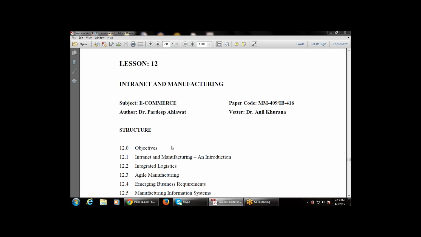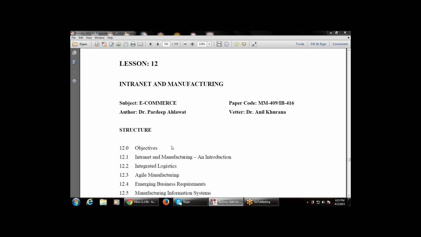Today I'm going to continue with the same module, business skills for e-commerce, and chapter number 12, that is the next chapter, internet and manufacturing. In the last class we finished chapter number 11, internet and customer asset management. That is how the internet is related with customer asset management to provide the customer with proper satisfaction and interaction, so that there is high profitability on account of the customer. So we have studied in chapter 11 how to provide satisfaction to the customer.